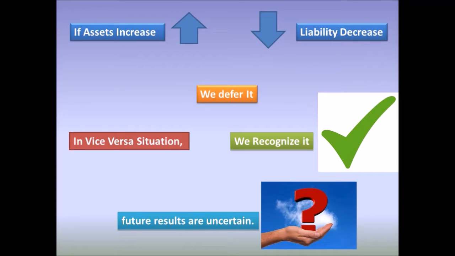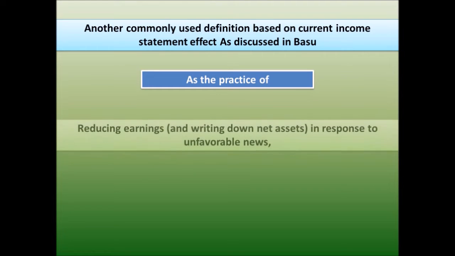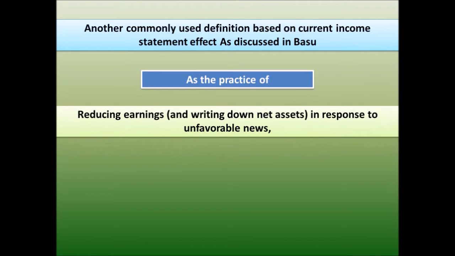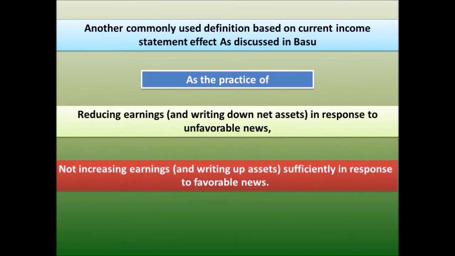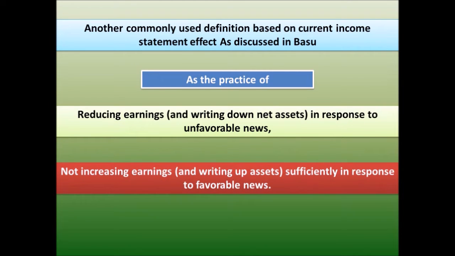Another commonly used definition based on current income statement effect, as discussed in Basu 1997, defines conservatism as the practice of reducing earnings in response to unfavorable news and not increasing earnings sufficiently in response to favorable news.